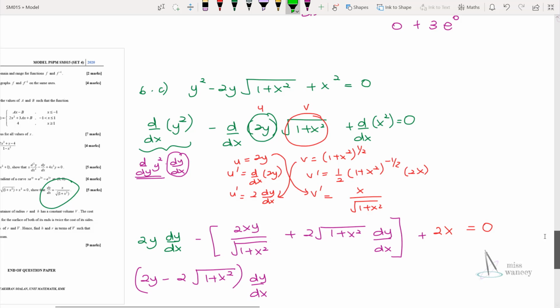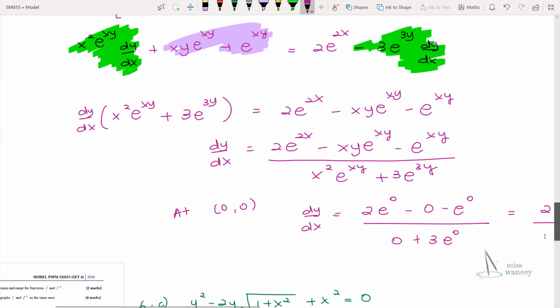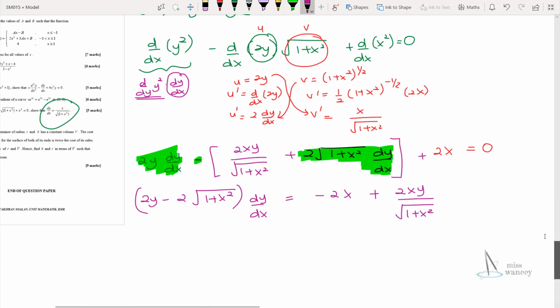So this one actually comes from 2y dy over dx as well as this function. So don't forget, you have to times with the negative. There is a negative outside, so this is negative 2 square root of 1 plus x square, and then the term without dy over dx goes to the right, so this is negative 2x plus 2xy over the square root of 1 plus x squared.